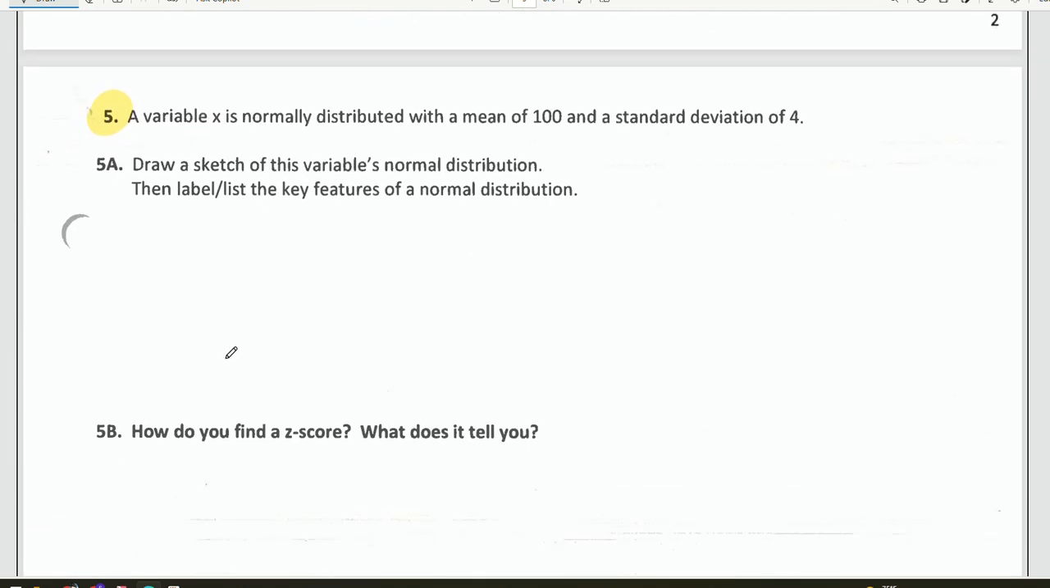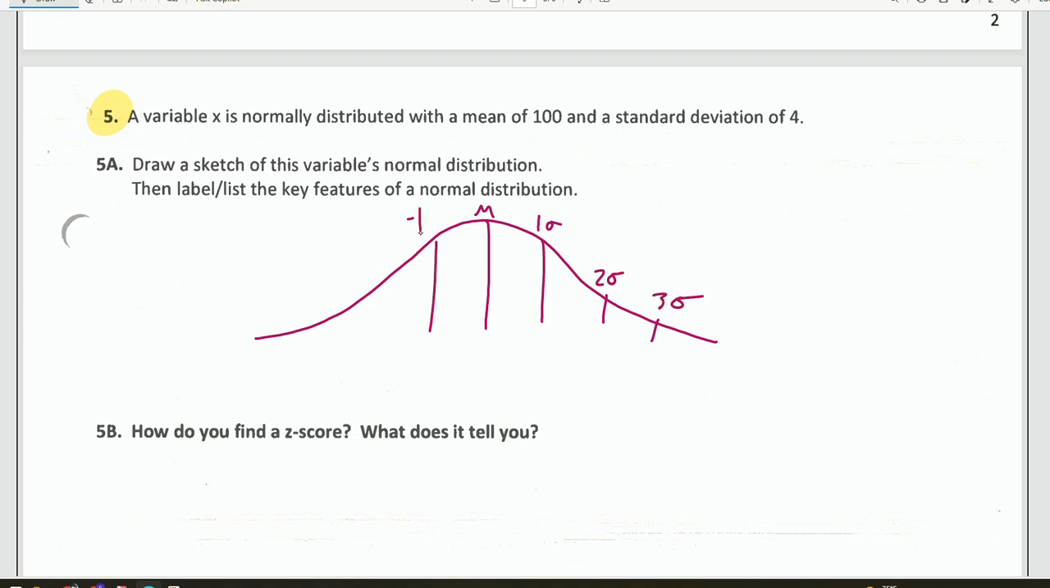All right, so this one's going to be a little bit different. Let's just go ahead and sketch it out like we did the last one, and we'll go a little bit quicker. That's our mean. Then we got 1, 2, 3 standard deviations, and -1, -2, -3 standard deviations. The mean is 100, so that'd be 96, 92, 88.